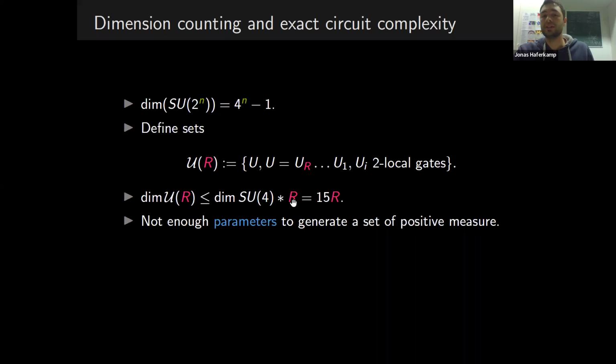But simply because the number of gates times the number of parameters per unitary group upper bounds the number of parameters in the set, we will always have a lower dimensional set. Is that clear? Because we simply have at most 15 parameters per gate, and we can only add them up. So unless we have exponentially deep circuits, we are going to end up with a lower dimensional subset. And this lower dimensional subset is always going to be of measure 0, necessarily, because we don't have enough parameters.